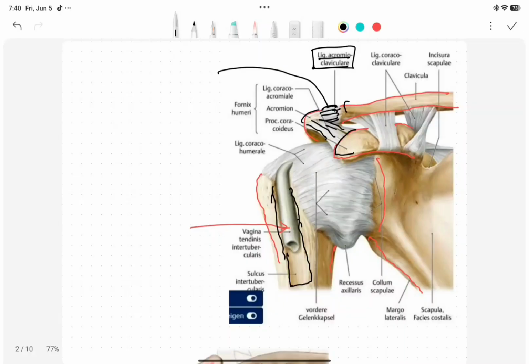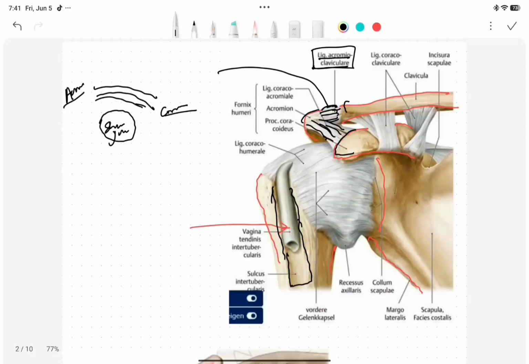forming the superior arch. The superior arch is a semi-arch like structure about the superior aspect of the shoulder joint. This is the shoulder joint. On the superior aspect of the shoulder joint there is a ligament formed between the acromion and this is the coracoid. So that forms the superior arch above the joint.